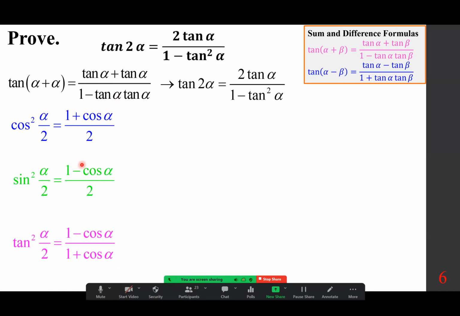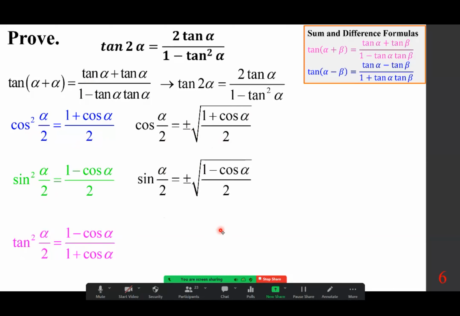From the previous page, cosine squared alpha over 2 is 1 plus cosine alpha over 2. Sine squared alpha over 2 is 1 minus cosine alpha over 2. And tan squared alpha, we just showed in the previous page, is 1 minus cosine alpha over 1 plus cosine alpha. So if that is the case, what should be cosine of alpha over 2 or sine of alpha over 2 or tan of alpha over 2? The same thing under the radical with a plus minus, the square root.